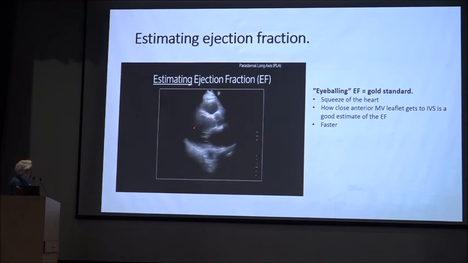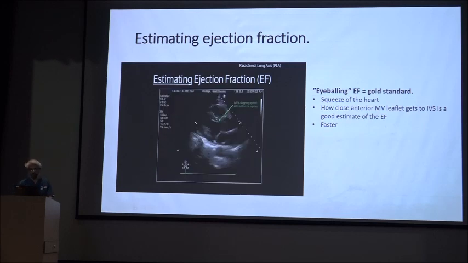As compared to this, the anterior mitral valve leaflet is hardly moving, and even the ventricles are hardly moving and squeezing. So this will be a severely depressed left ventricle. This is usually the standard method. You can have a quick eyeball and find out roughly what the ejection fraction is in these patients.